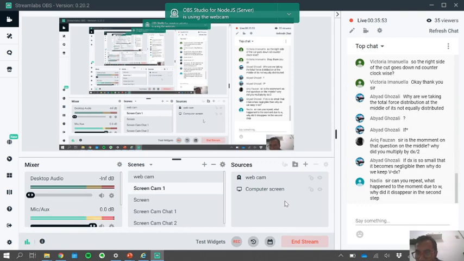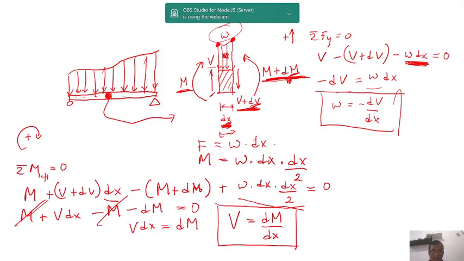Okay, Nadia, can you repeat what happened to the moment due to W? Why did it disappear in the second step? Okay, at the second step, the moment due to W disappears because there is W multiplied by dx multiplied by dx per 2. dx is a very small value, dx per 2 is a very small value. So this calculation will be very, very small. That's why it's negligible. I want to neglect that in order to make the calculation simpler.